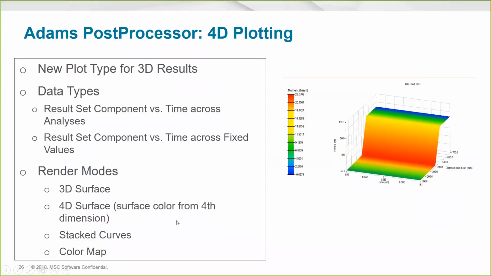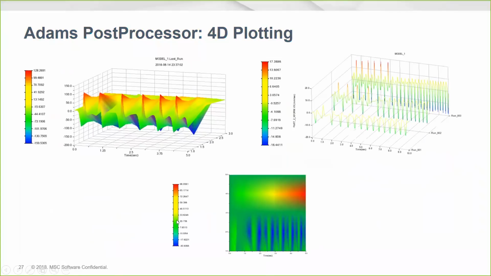We also have stack curves and a color map, which you can see on this slide here. Stack curves here in the upper right, in case you don't want anyone to draw any inferences between what's happening between the analyses that you've run, or between the points here, purely showing the curves stacked out in 3D space. And then there's a color map where instead of showing this as a height, we just show the color to represent the height values in 2 dimensions here.